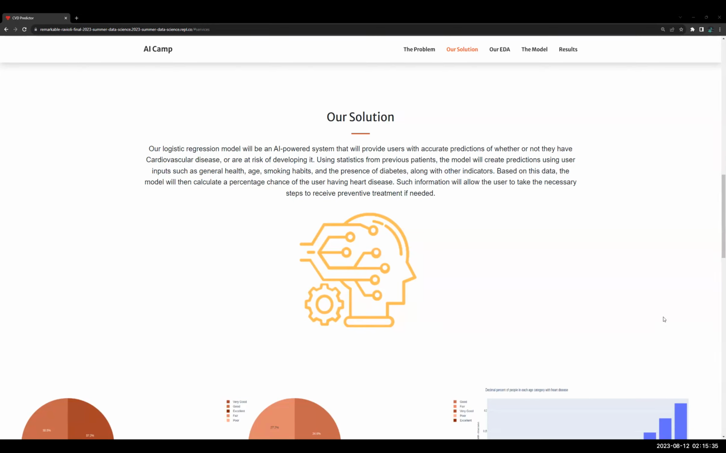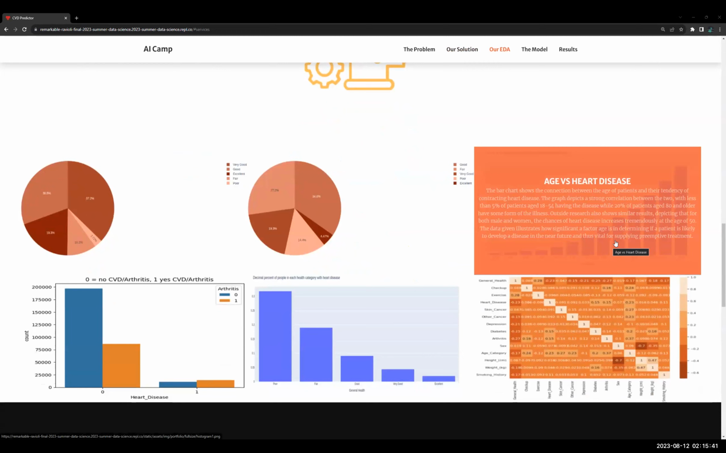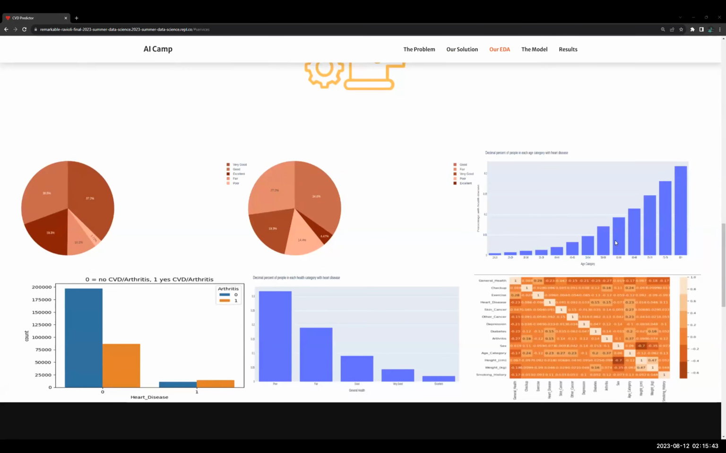I'm Peter. Samuel, if you want to scroll down. So these two pie charts on the top left show the general health distribution for people with and without heart disease. By comparing these graphs, we can see that people with poor and fair general health have a much higher chance to get heart disease than people with excellent or very good general health.